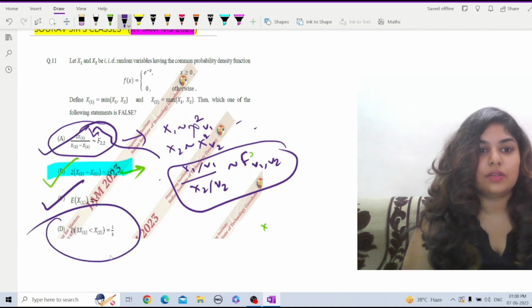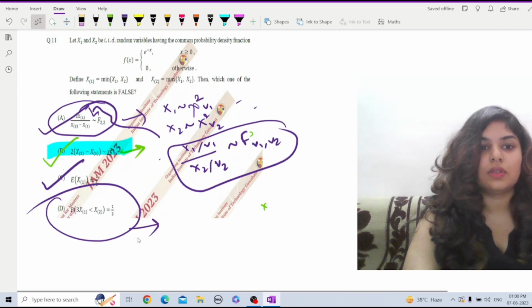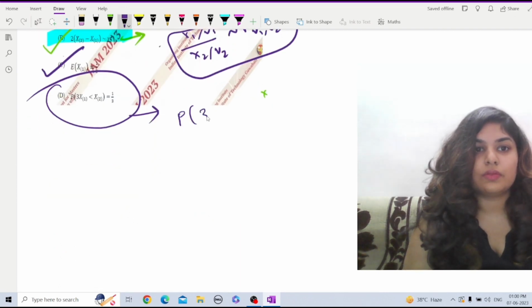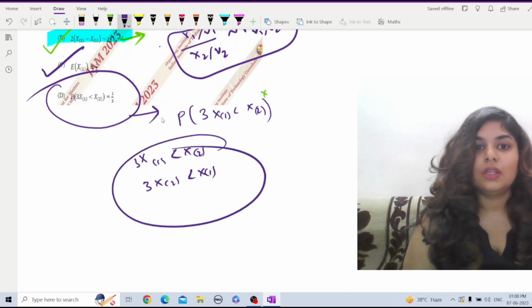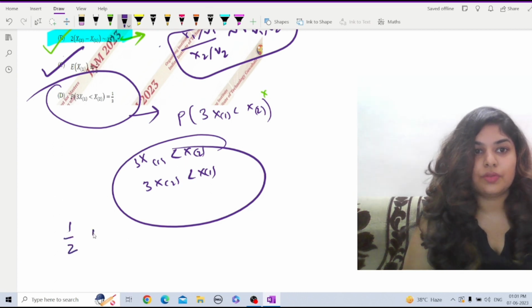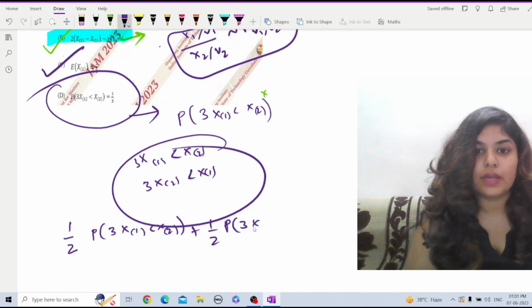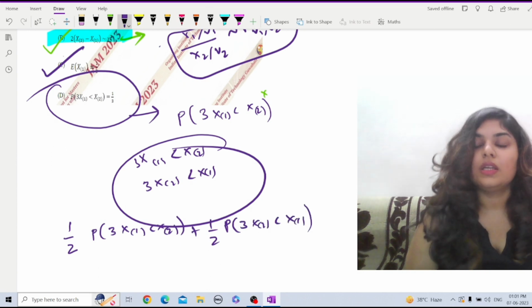The next, let us try to find out for D. So the D here is given as probability of 3 times x1 less than x2. Now x1 and x2 are equally likely events. What is the equally likely event? It is that probability of x1 less than x2 is also equal to probability of x2 less than x1. That is what equally likely means. So what we can write down here is basically half into probability of 3x1 less than x2 plus half of probability of 3x2 less than x1, since these are equally likely events.